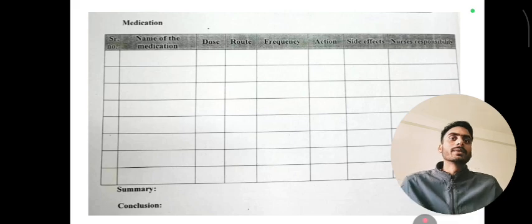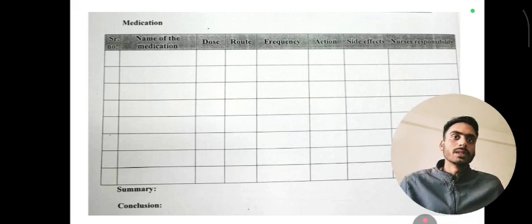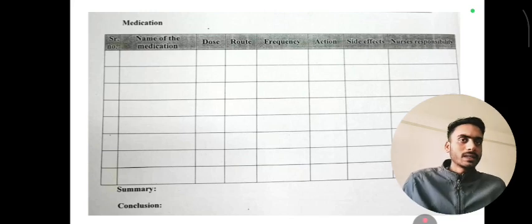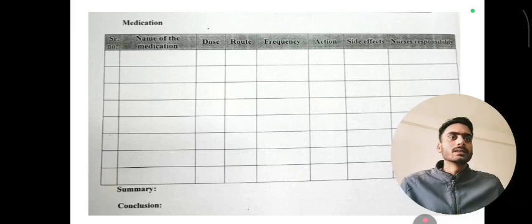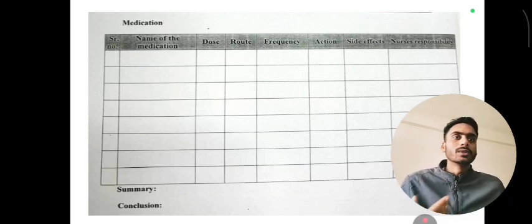Okay, if the patient is suffering from CKD, then whichever medication is most important, you just write 2 3 4 medications, with dose, route, frequency, action, side effect, and nursing responsibility. Okay, this is the basic thing. I know you are in first semester, so you don't know about the medicine. You just search on Google and write what the side effect of this medicine is and what we can do as a nurse. So you just write in nurse responsibility.